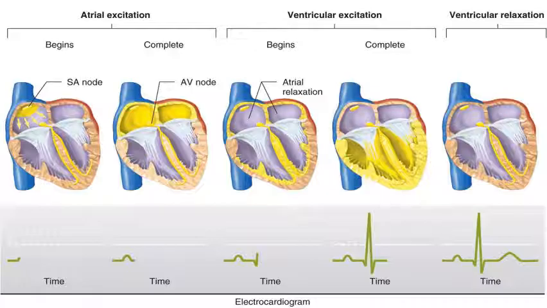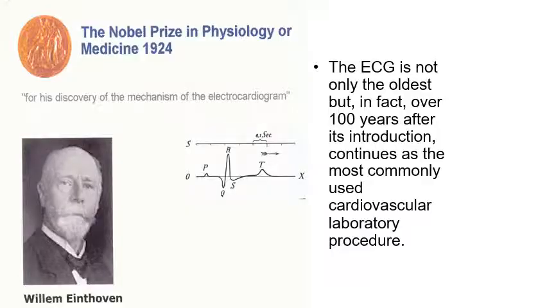The Nobel Prize in Physiology or Medicine in 1924 was awarded to William Einthoven for his discovery of the mechanism of the electrocardiogram. Now let us just recapitulate about the different waves of ECG.